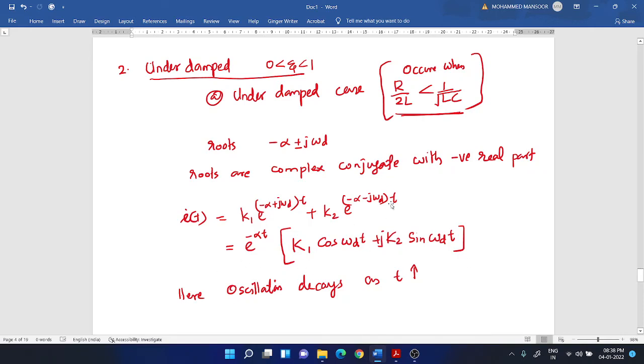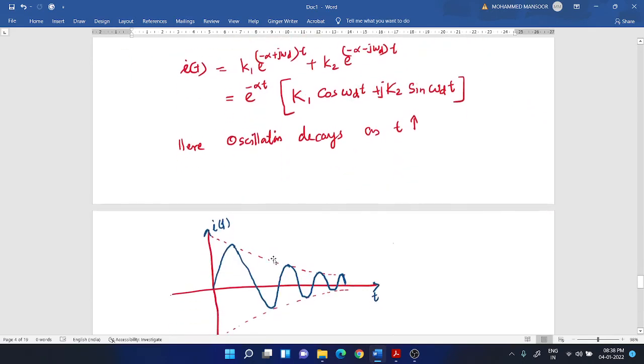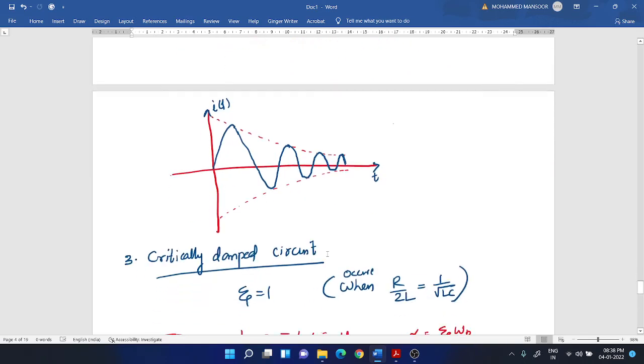So here it can be seen that the oscillation decays. There is no fixed oscillation with fixed magnitude and fixed frequency. Here, as t tends to infinity, or as t increases, we can see that the oscillation decays, as seen here.